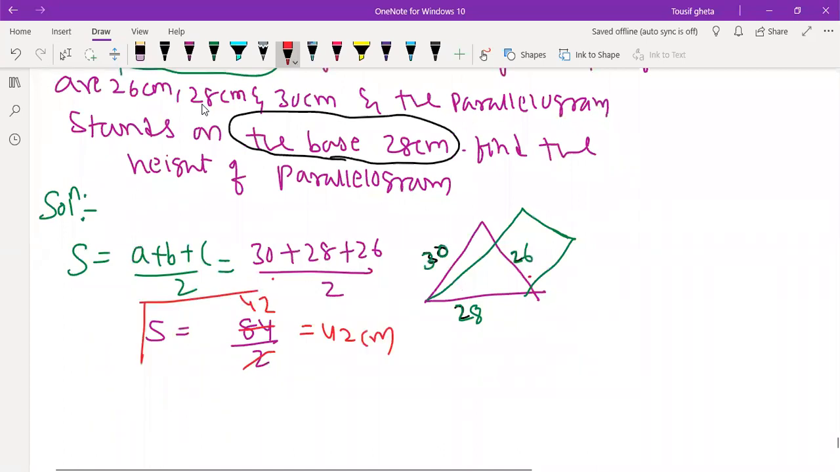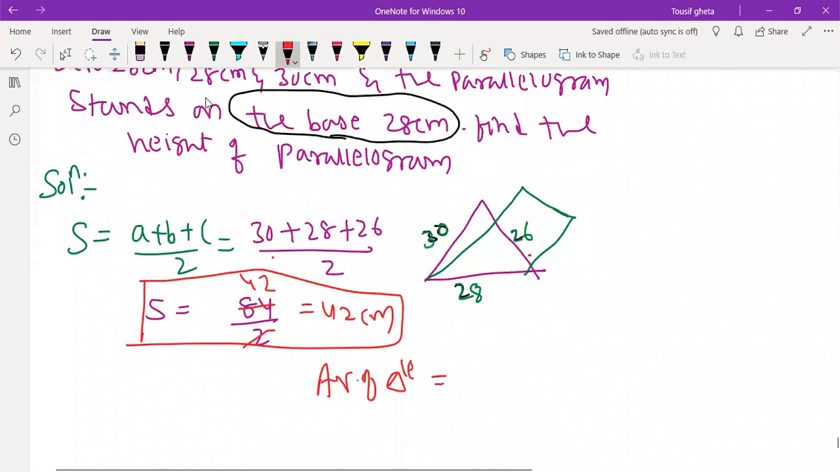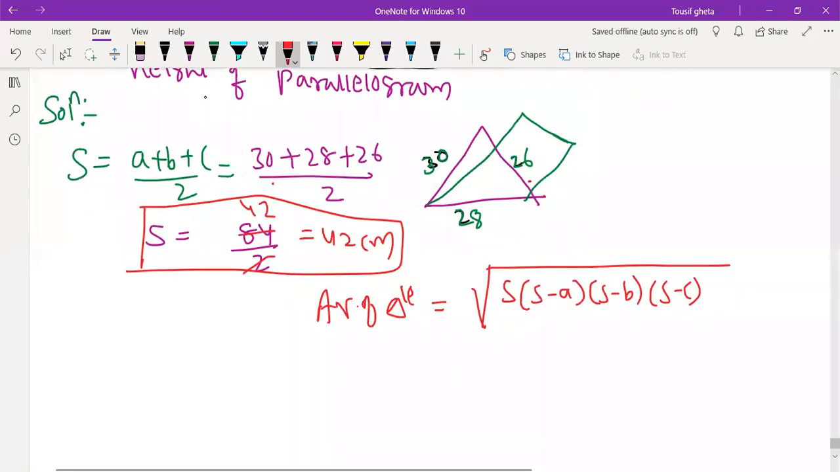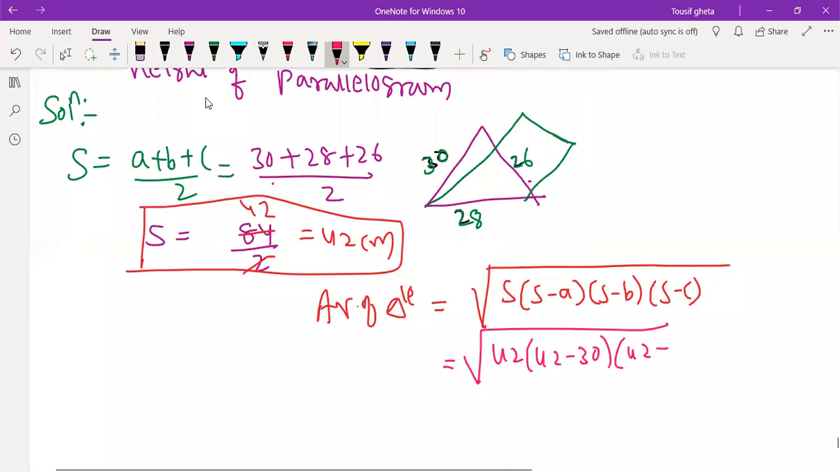Correct. Now we will go for the area. Area of triangle equals root of S into (S minus A) into (S minus B) into (S minus C). This is the formula. So let us go for the next term. Root of S, we got 42. A is 42 minus 30. Correct now? Then 42 minus 28. Then 42 minus 26. These are the three sides A, B, C. They gave.